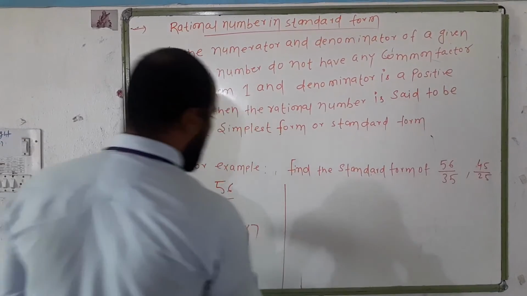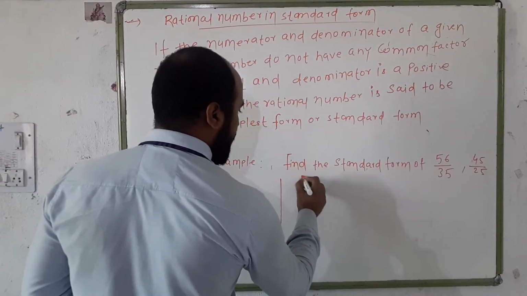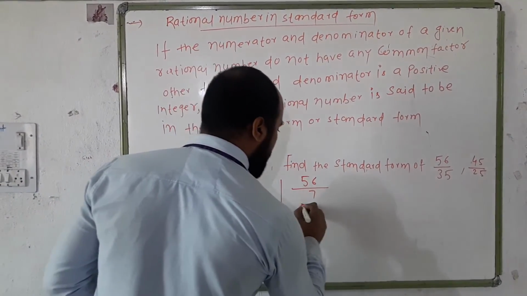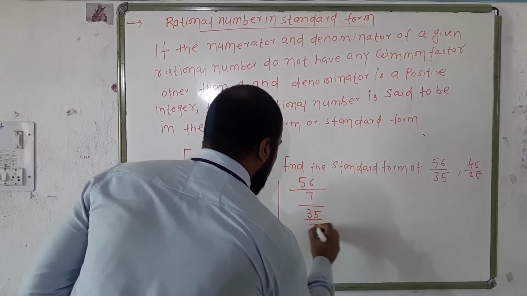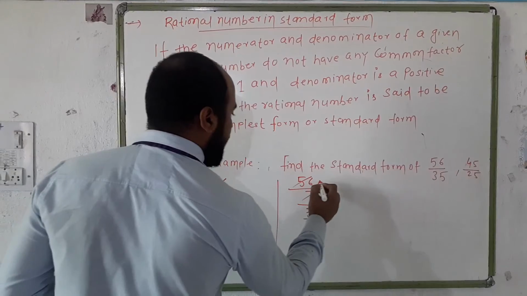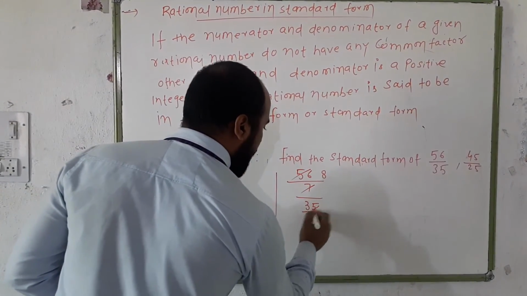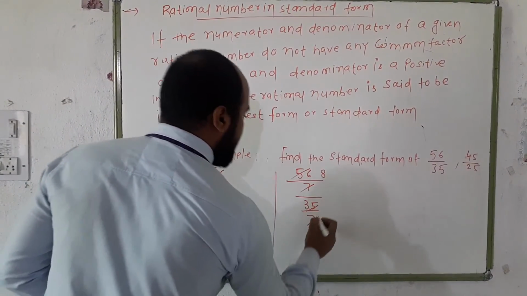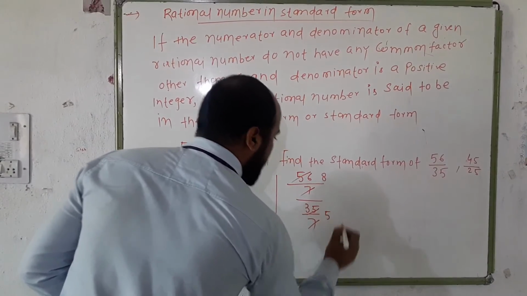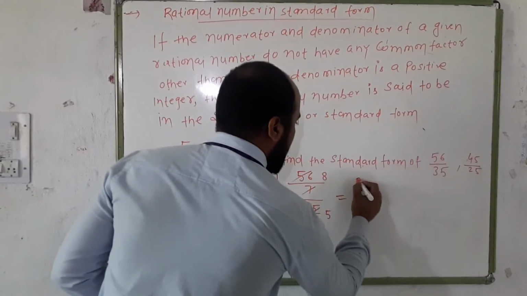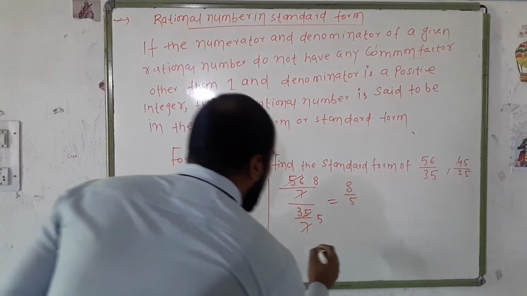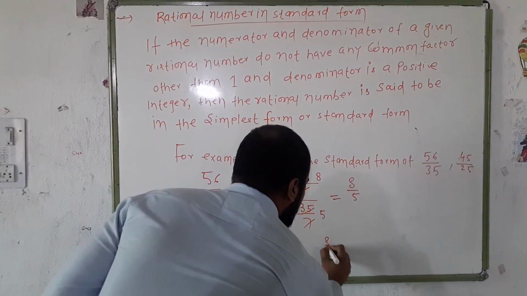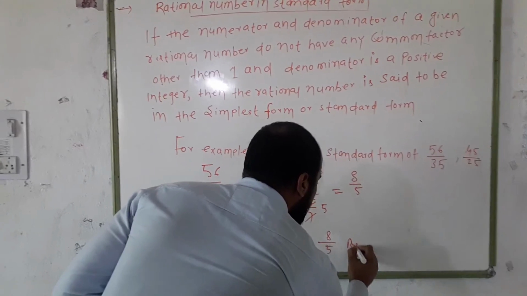Now 56 will be divided by 7 and 35 will also be divided by 7. Now we can write 8 × 7 over 56 or 7 by 35, so 8/5. So the simplest form of this number is 8/5. Answer.